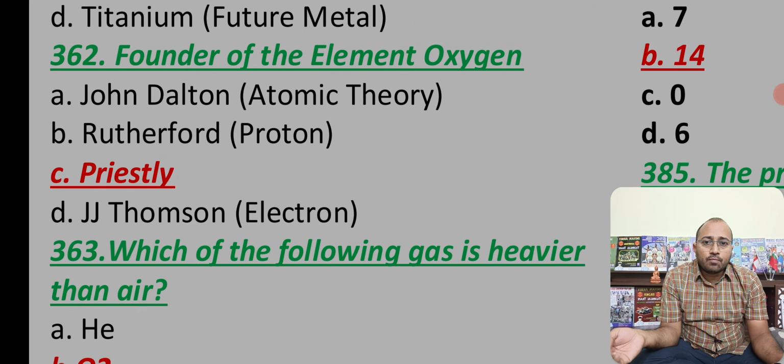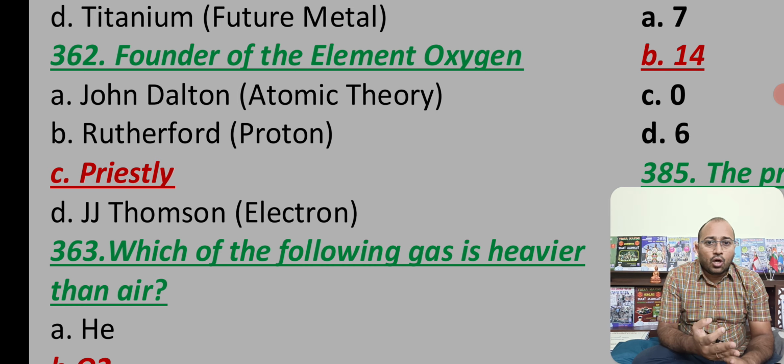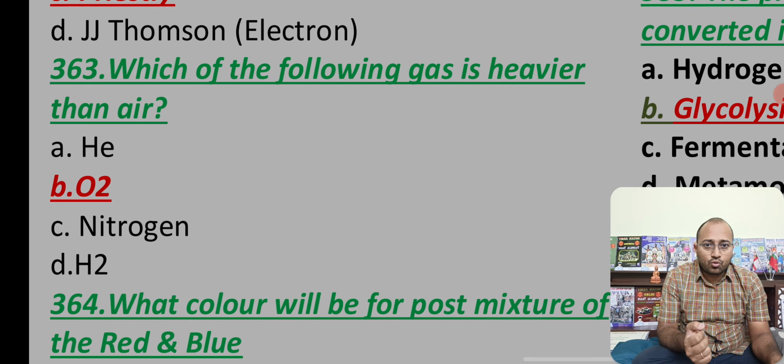Next we have the founder of the element oxygen. You should know who exactly invented or founded it. John Dalton, atomic theory. Rutherford invented the proton. Thomson, the electron. And Priestley is the one who founded oxygen. I want you guys to comment who is the founder of hydrogen also.